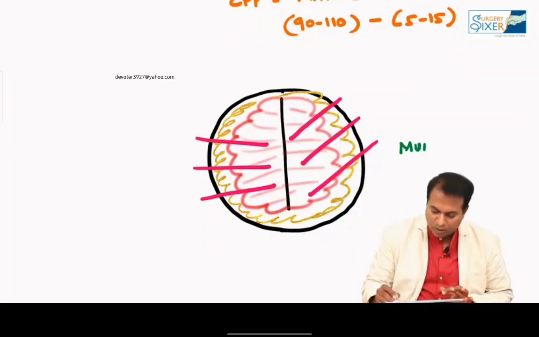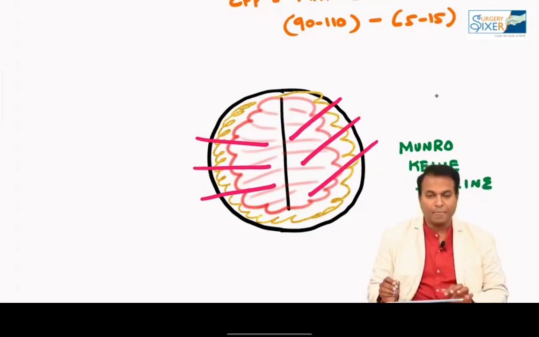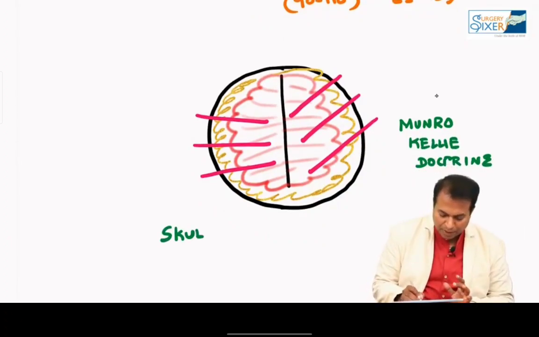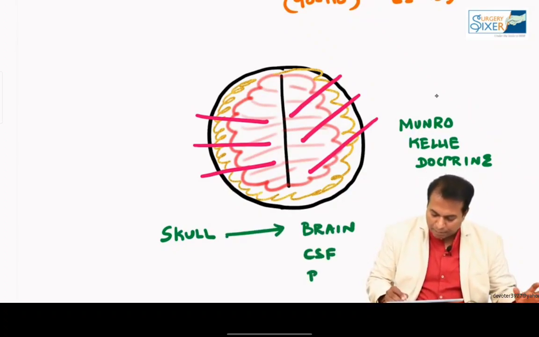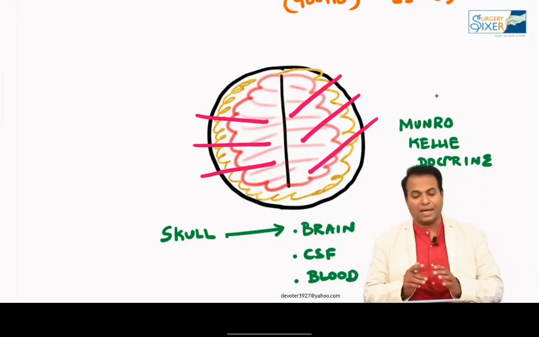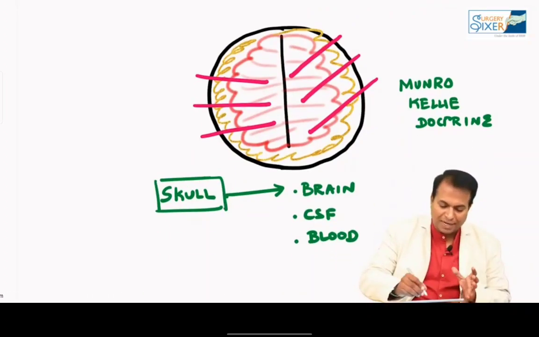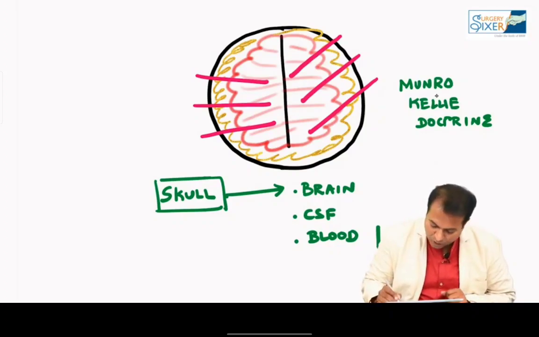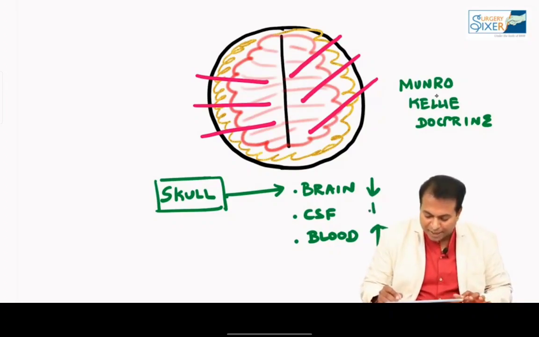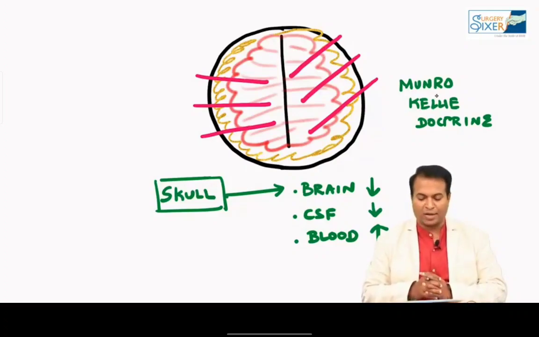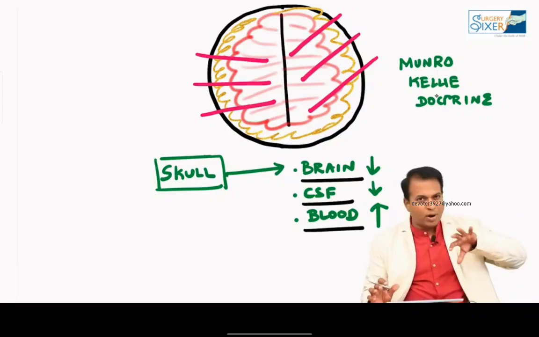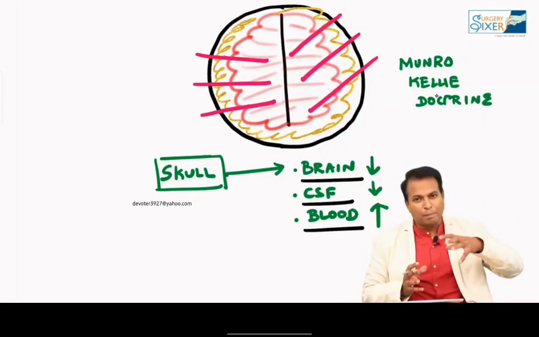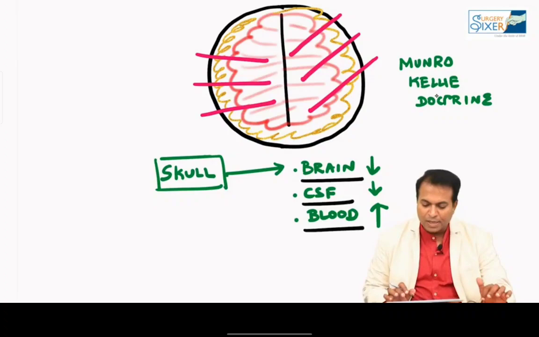There is a doctrine I want you to know, known as the Monro-Kellie doctrine. What does it say? It says the skull is a closed compartment. At any point of time inside your skull, the brain, CSF and blood volume is a constant. If one increases, for example if the blood component increases, it will compromise the other components like brain or CSF. So in your skull you have three components: brain, CSF and blood. If one component increases, it will compress the other components. This is known as the Monro-Kellie doctrine. Please don't forget it.